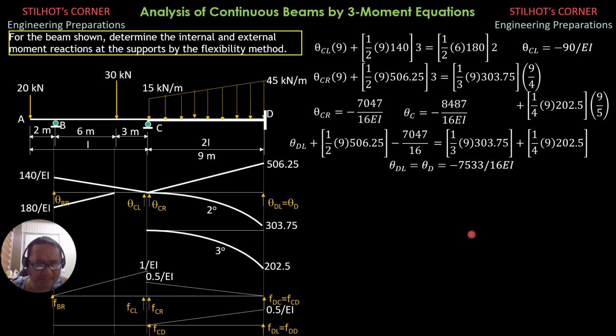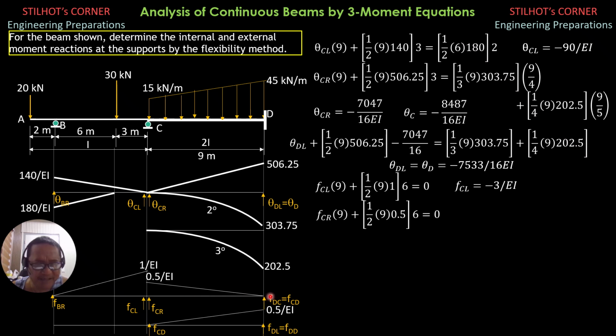Then we compute FC left, considering this part, summation moment at the left, FC left times 9 plus 1/2 of 9 times 1 over EI, or 1 times moment arm 6 equals 0. So FC left is equal to negative 3 over EI. Then FC right, considering this span, summation moment at the right side, FC right times 9 plus 1 half of 9 times 0.5 times moment arm 6 equals 0. So FC right equals negative 1.5.